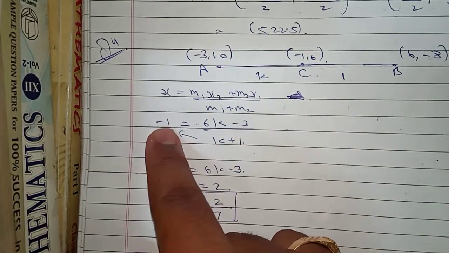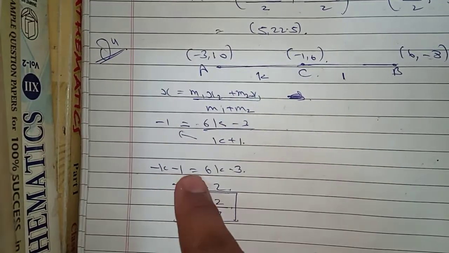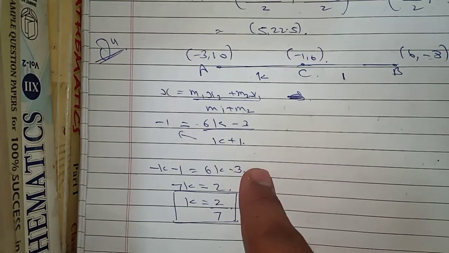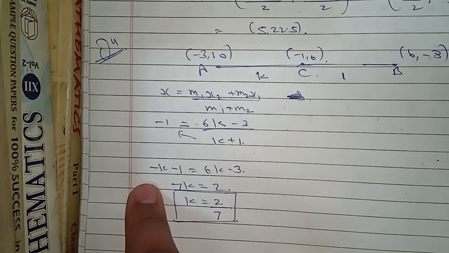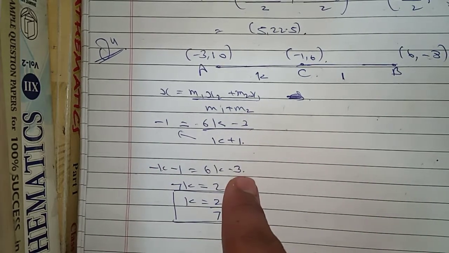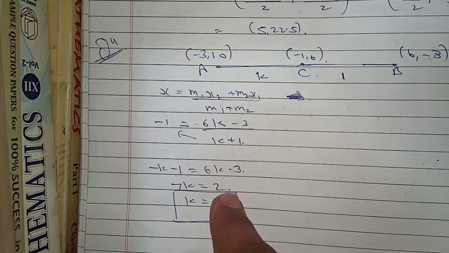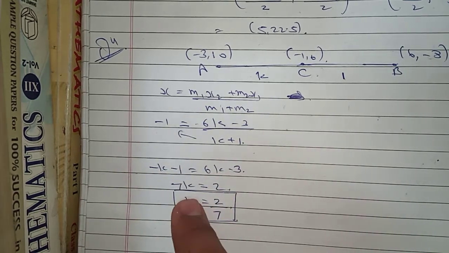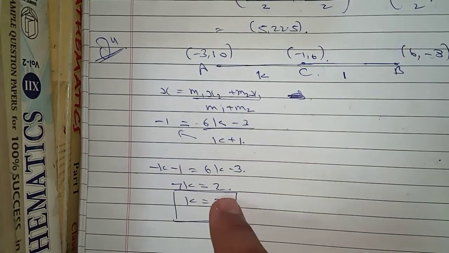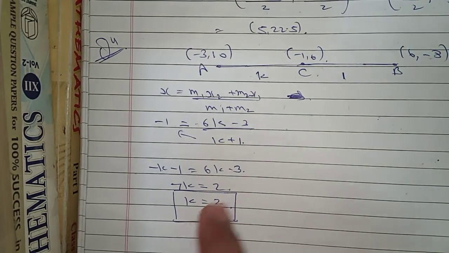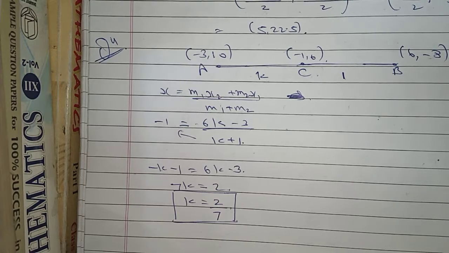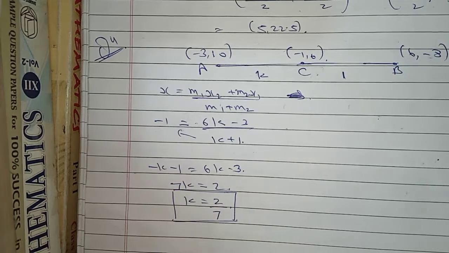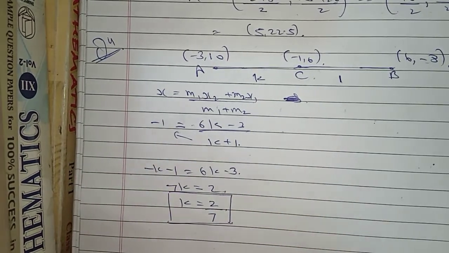Now k+1 will go there, so -k minus 1 equals 6k minus 3. Transferring, minus 6k goes there, and minus 3 comes here. -1 plus 3 is what? 2. -k plus... 6k plus k is what? 7k. So finally we get 7k equals 2, and the value of k is what? 2 upon 7. So the ratio is what? 2:7 is the answer. So you can write 2:7. Clear?